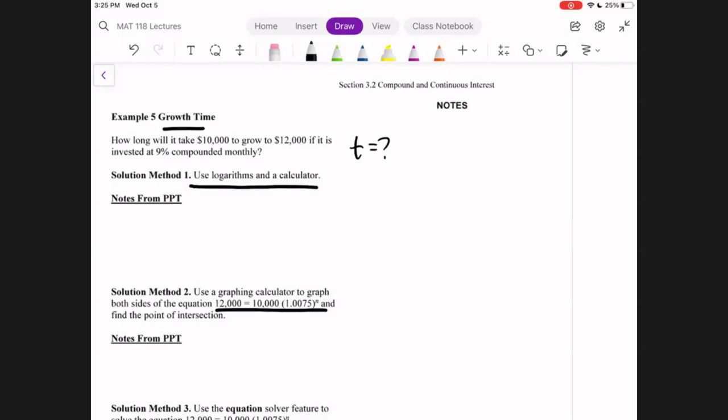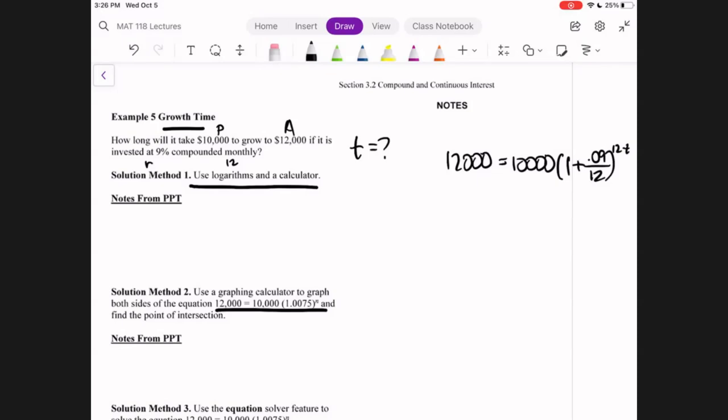And sometimes using the calculator would work, but as we did earlier, how long will it take $10,000 to grow to $12,000? So this is your A, this is your P, your monthly would be 12, and your r is 9%. So let's plug everything in. 12,000 equals 10,000 times (1 plus 0.09 divided by 12) raised to the 12t. You don't know what t is. Okay, so we'll do logarithms to do this.